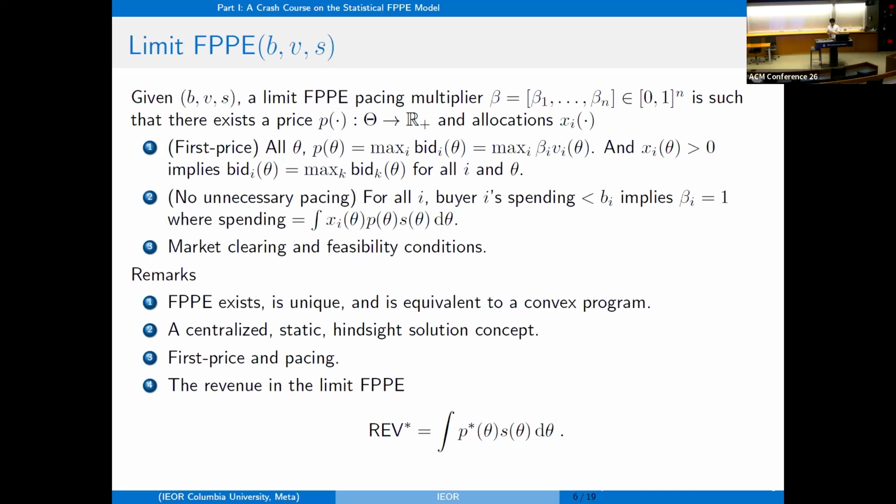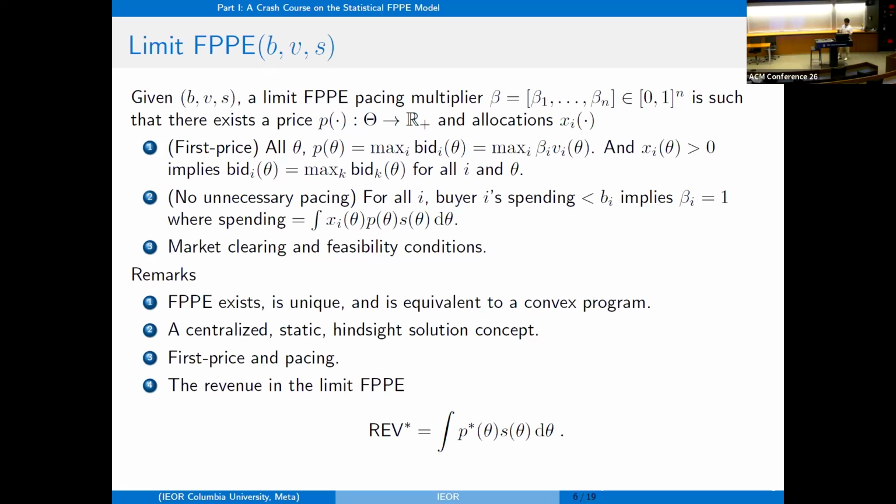There are a few remarks. The first thing is FPPE always exists and is unique. This is also mentioned in the previous talk. And another nice property that we use heavily in our paper is that FPPE has a convex program characterization. I will talk more about this in a few slides.